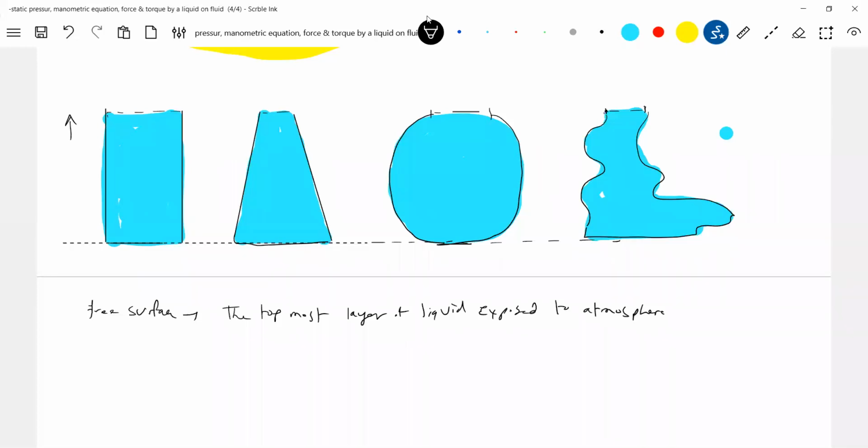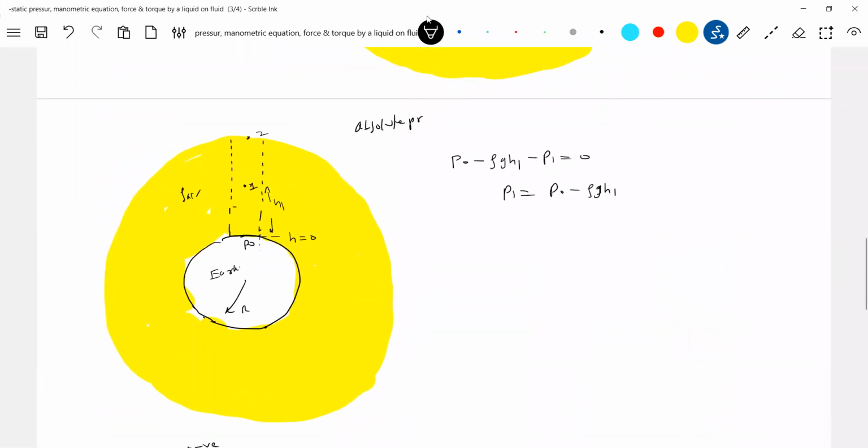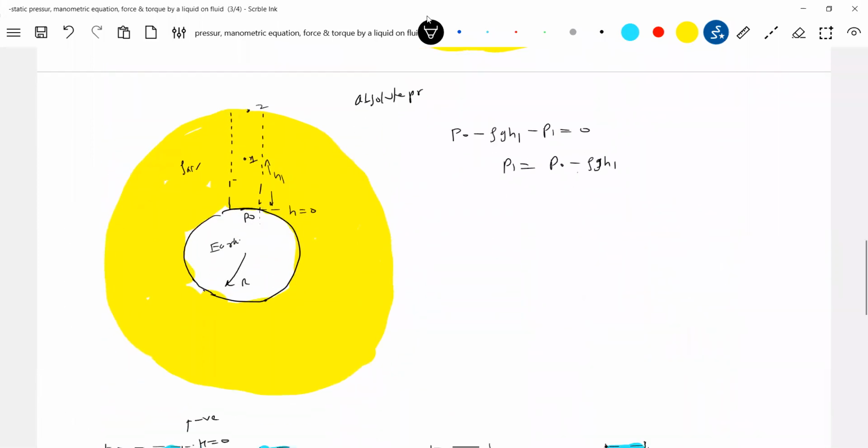Now, what is the depth from the free surface? H, and everything will be measured from here. If you move down inside the liquid, depth will increase, so this will be positive. This will be negative, that same thing. That's why I made this negative. That's the reason.